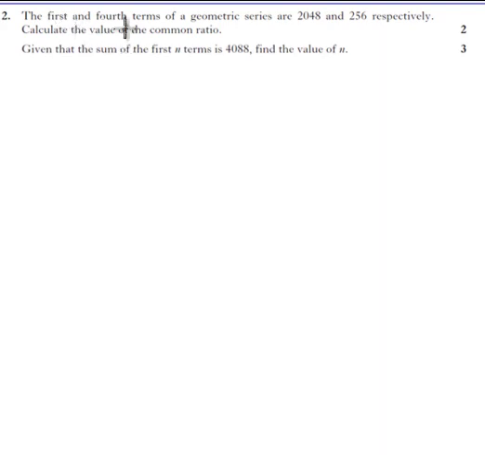So we're told that the first term for a geometric series is 2048, and the fourth term is 256. We're asked to calculate the value of the common ratio. Now the terms of a geometric series are a, ar, ar squared, ar cubed, and so on. So a is equal to the first term, a is equal to 2048. The fourth term will be ar cubed. So ar cubed is equal to 256.